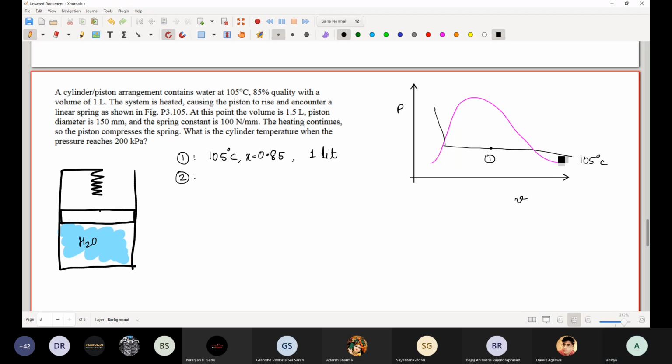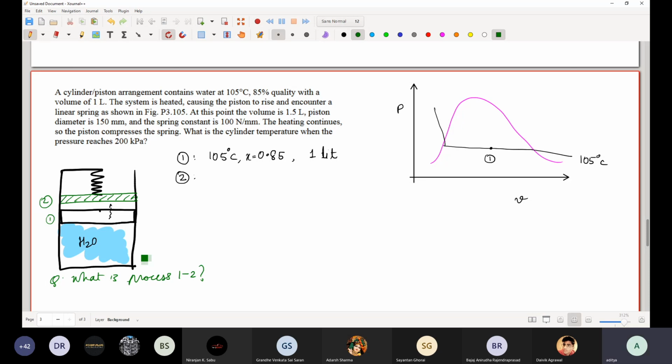Very good. The system is heated, causing the piston to rise and encounter a linear spring. So this piston is rising from state 1. After rising, it will just touch the linear spring. It has not yet compressed the linear spring. So this is state 2. Quick question: what is process 1 to 2? Isobaric. Very good. It will be an isobaric process.